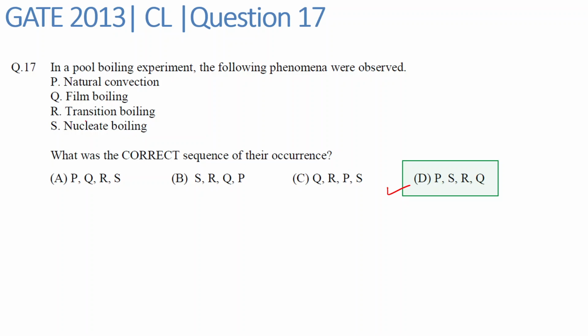That is, initially there will be natural convection, and then you will see small bubbles start forming, that is nucleate boiling. Later on these bubbles will grow in size and keep on coalescing and breaking, so there won't be a stable film of bubbles, and we call it transition boiling. In the last section a stable film of vapor is formed over the heating source, and we call it film boiling. So that is option D. So PSRQ is the correct answer.